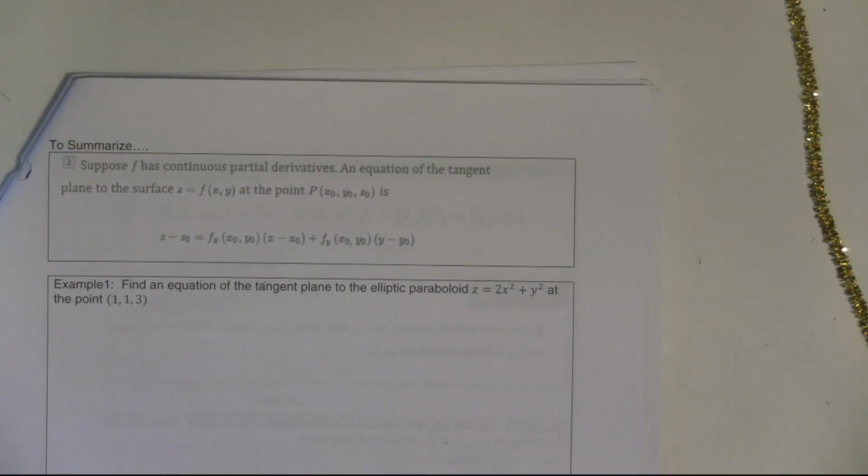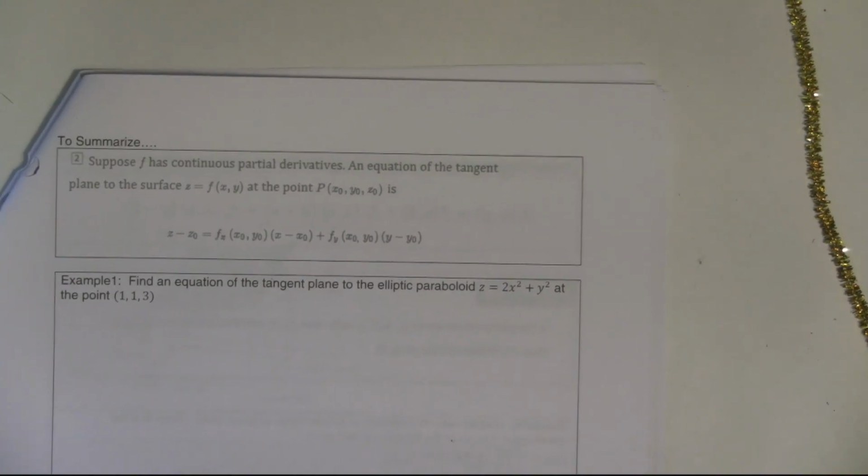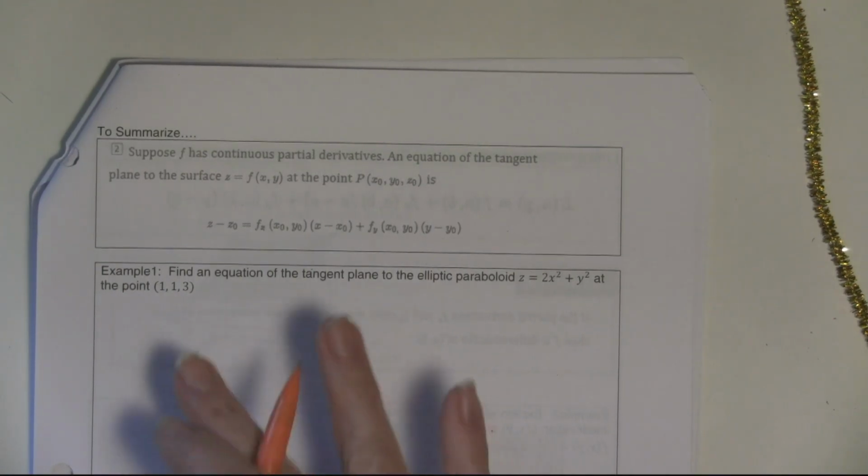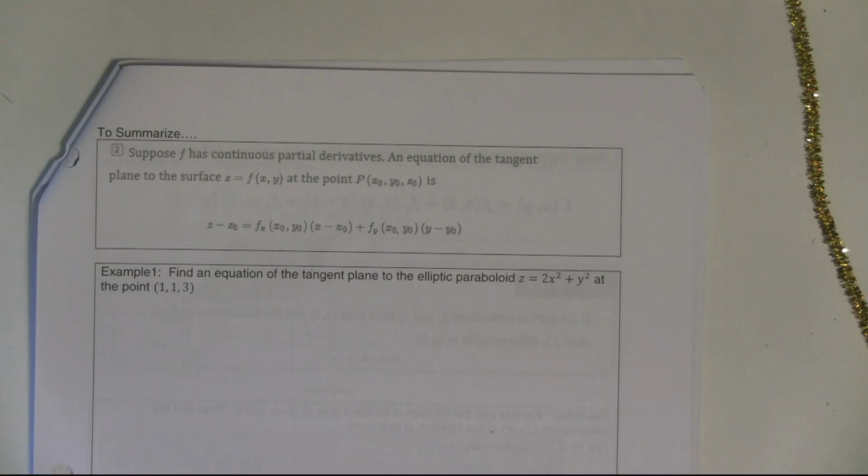And so now we're going to practice it. And that's all I've done here, is put the same formula that we just developed. So I'd like to summarize: suppose f is continuous and has partial derivatives, an equation of the tangent plane to the surface z equals f of x, y, at the point x naught, y naught, z naught is, and then here's the equation of that tangent plane.